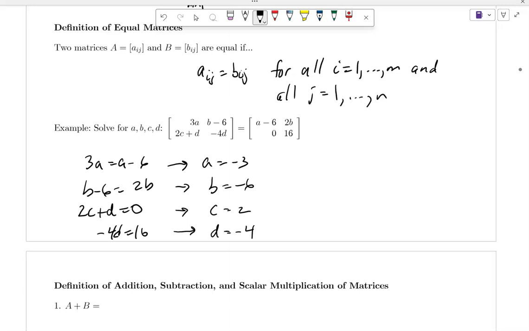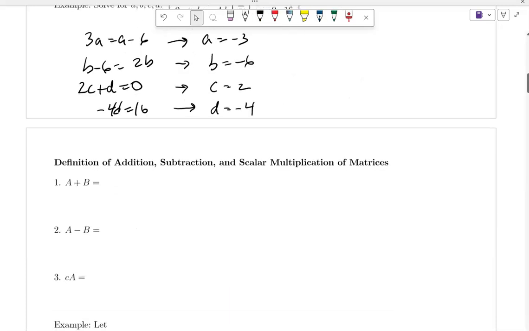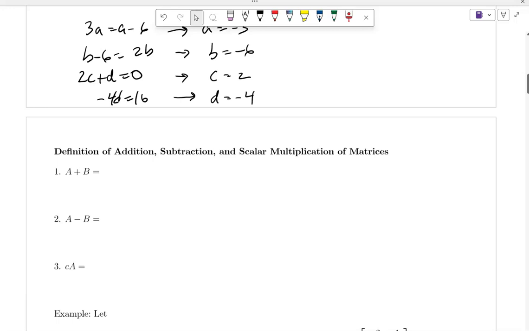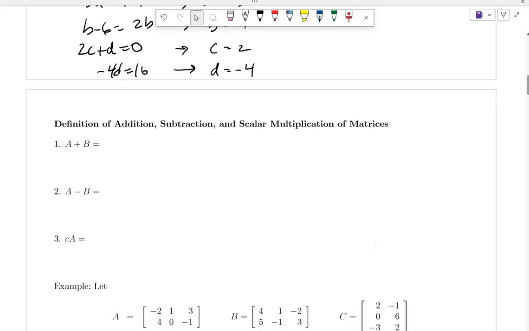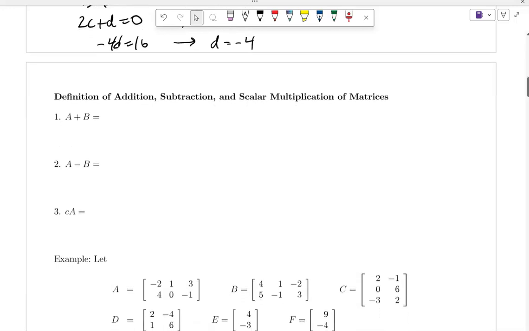All right, so let's talk then about how we can start doing some arithmetic, because again, the goal here is to do some arithmetic, and then in the next section we'll start doing some proving of arithmetic properties. So the first arithmetic properties we're going to talk about are adding and subtracting, and then multiplying a matrix by a constant. And if you've done things with vectors, you're probably pretty comfortable with how these operations work.